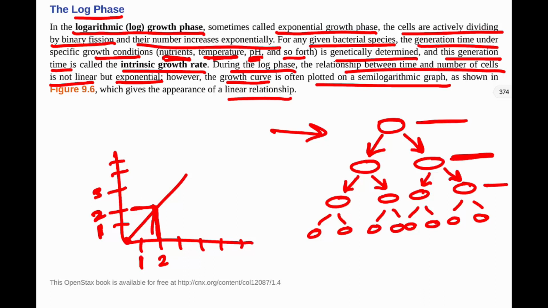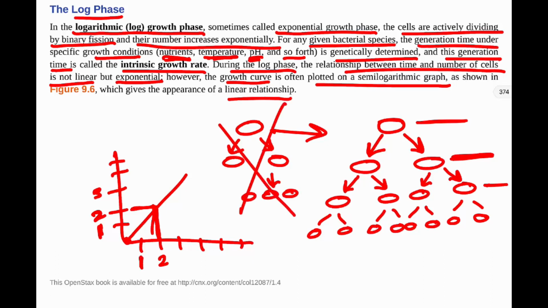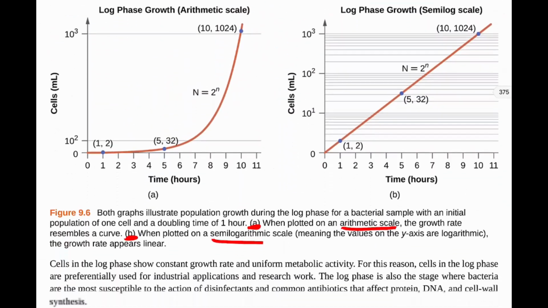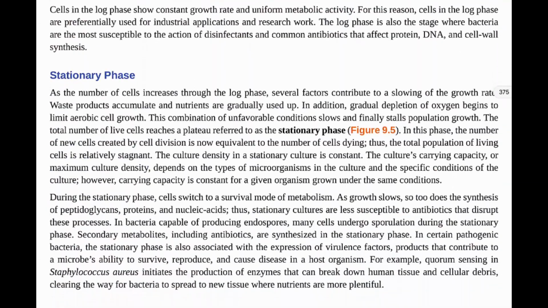It's not 1 to 1. If it was linear, we would go from 1 to 2, and then from 2 to 3 would be linear, and that is not what we see in bacterial growth. Again, it's exponential. So the cells in our log phase show constant growth rate, so they're just exponentially growing over and over again, and uniform metabolic activity.